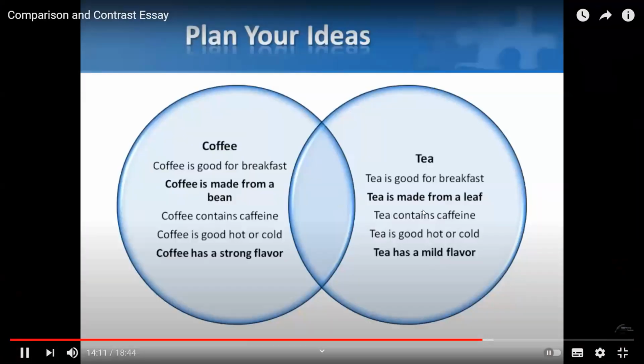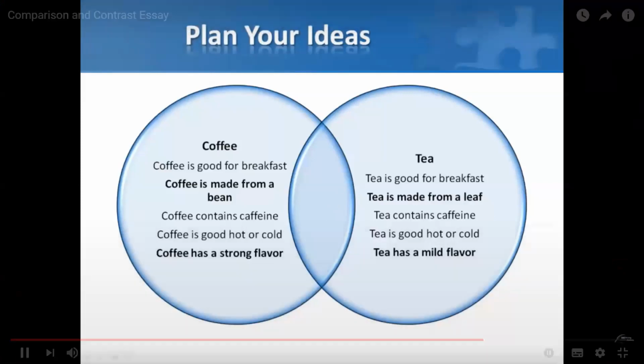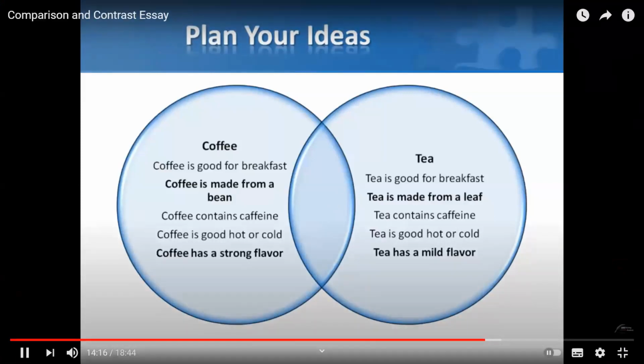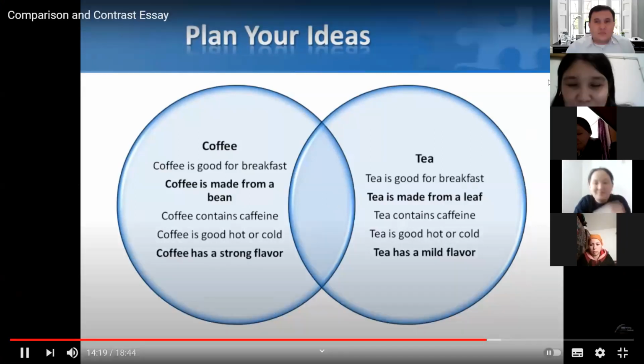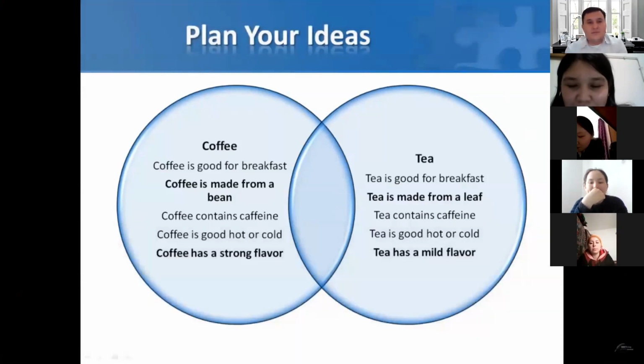So you've got to plan your ideas. How do you go about doing that? Well, let's say you want to talk about coffee versus tea. You come up with this point. This is brainstorming. This is an example of brainstorming where you just list out ideas for each. So you have your ideas for coffee. Coffee is good for breakfast. Coffee is made from a bean. Coffee contains caffeine. Coffee is good hot or cold. Coffee has a strong flavor.